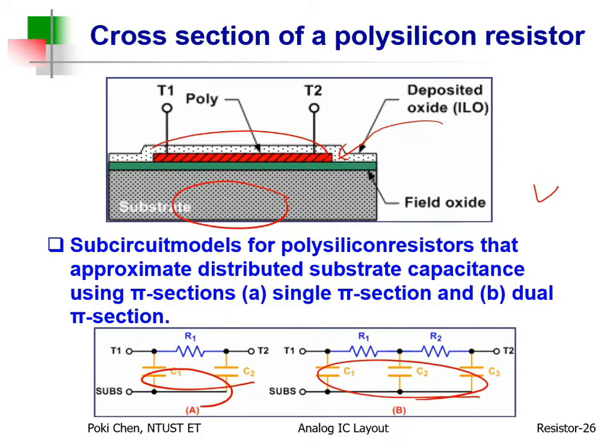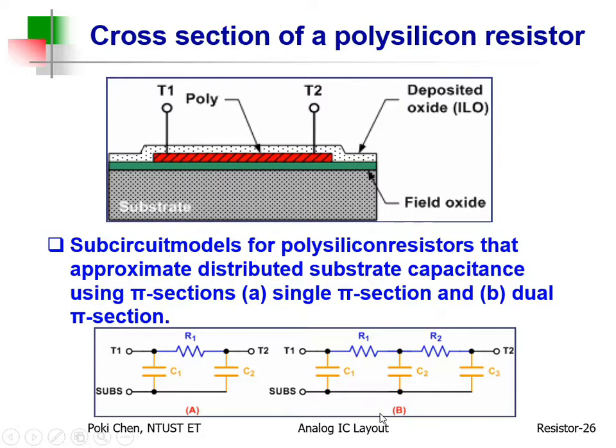But how to simulate such kind of parasitic? Actually, according to SPICE model, it will be much more complicated even than this. It means that for our SPICE, actually, the resistor will be divided into quite many sub-resistors, right? And in between, you will have a lot of parasitic capacitance. That is the way we try to simulate the most accurate result.